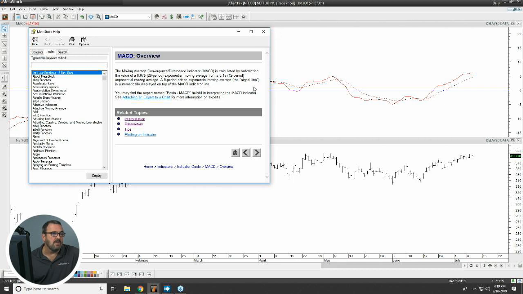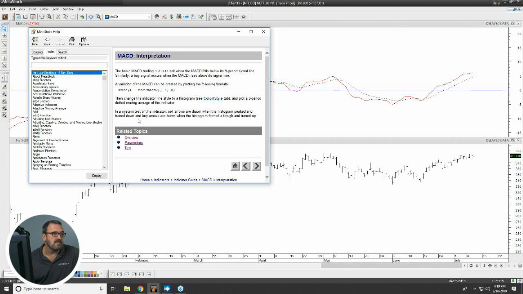At least we know, let's look at interpretation. The basic MACD trading rule is to sell when the MACD falls below its 9-period signal line. Similarly, a buy signal occurs when the MACD rises above its signal line. So you can see here, this is the signal line, and when it goes above the 9-period signal line, that's a buy opportunity, and when it goes below, that's a sell opportunity.